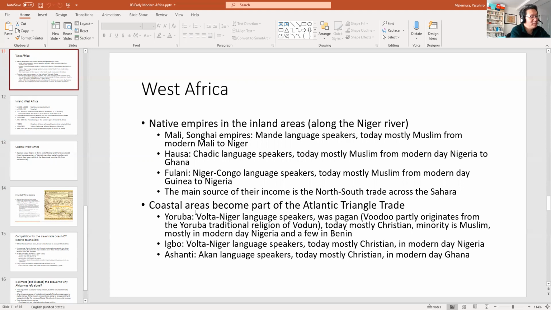And to the east of the Yoruba people are the Igbo people. The Igbo people are also mostly Christian, but they were pagan. And the difference between the Yoruba and the Igbo, if I'm not mistaken, is that the Yoruba created a kingdom or an empire, and the Igbo lived in republics, city-state republics, if I'm not mistaken. All the way out west, you have the Ashanti Kingdom. The Ashanti Kingdom, the main people are the Akan language speakers. Today, they're mostly Christian, and it's basically modern-day Ghana. Okay.